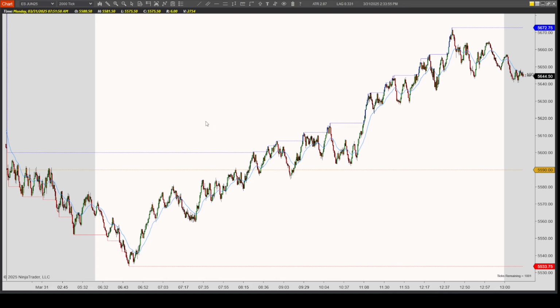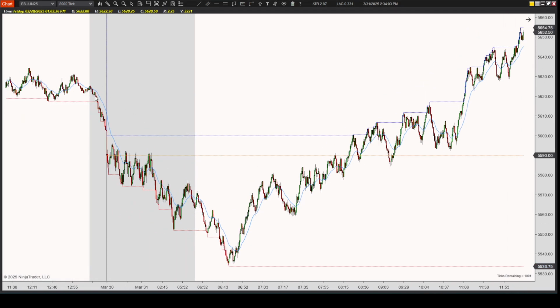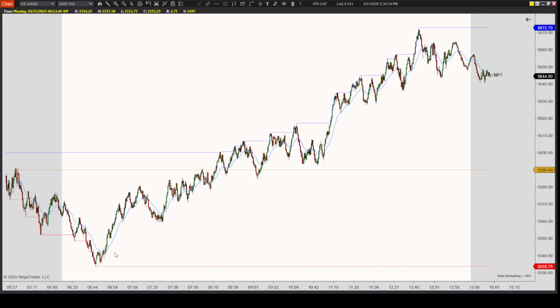March 31st, 2025. This is the S&P 500 E-mini futures on the 2000 tick chart using NinjaTrader 8. This is what the chart looked like today. From last Friday, there was a gap down, sold off in the pre-market, a little bit choppy sideways, sold off, kind of recovered a little bit, but then on the open, it flushed down. Then there was kind of a slow, gradual grind up, and then sideways price action into the close.